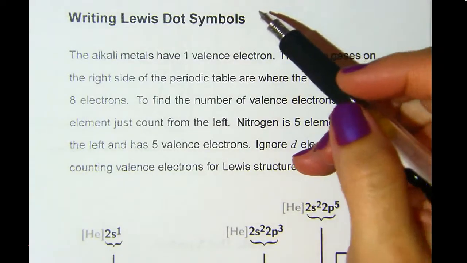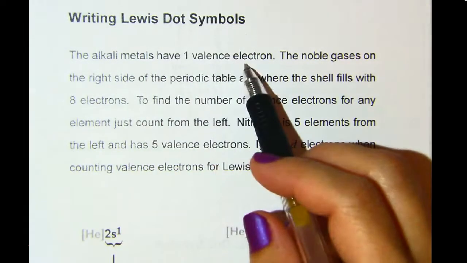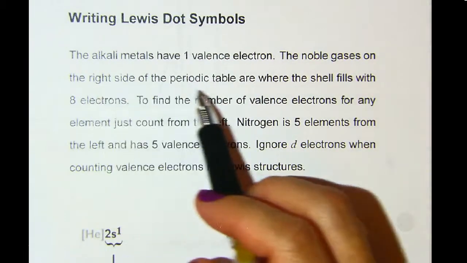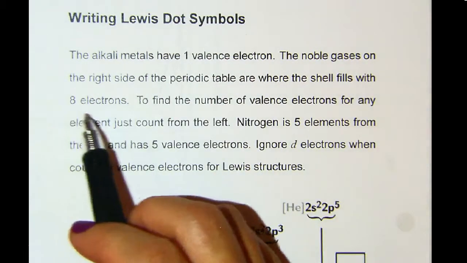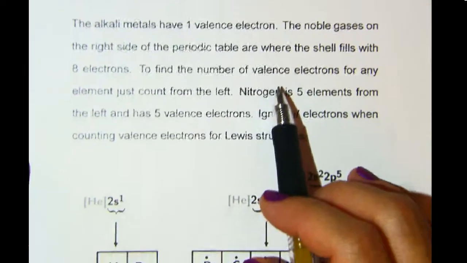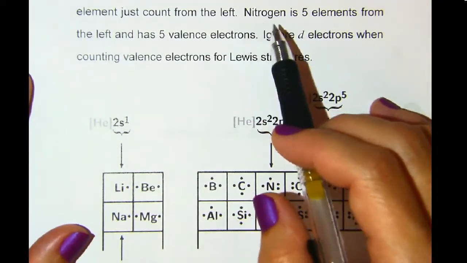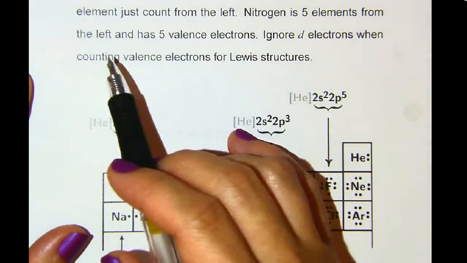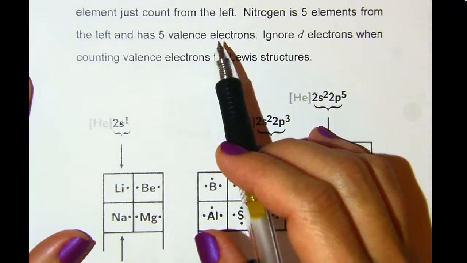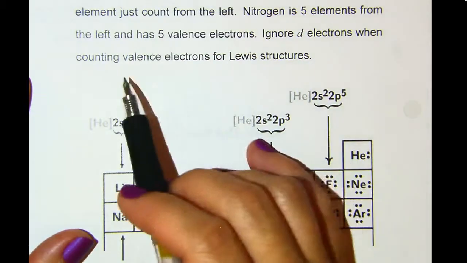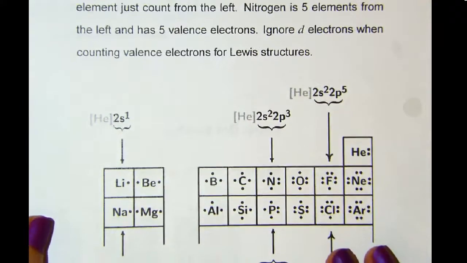Writing Lewis dot symbols. The alkali metals have one valence electron. The noble gases on the right side of the periodic table are where the shell fills with 8 electrons. To find the number of valence electrons for any element, just count from the left. Nitrogen is 5 elements from the left and has 5 valence electrons. Ignore the d electrons when counting valence electrons for Lewis structures.